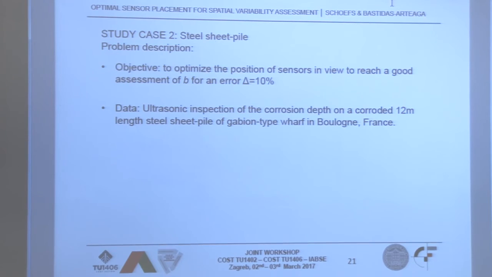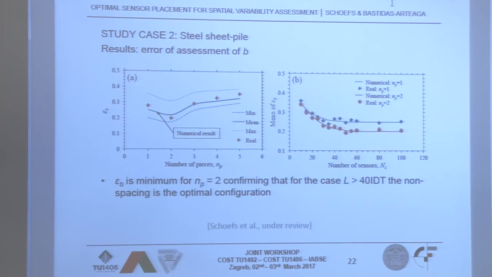And for another example, that's a steel sheet pile in France, where we made a non-destructive evaluation of the corrosion. It was 12 meters long. In that case, we obtained that the minimization of the error was for two pieces. And we have shown that it was the case for this type of length. So it depends, of course, on the length of the structure first, and of course on the correlation coefficient of each structure too.